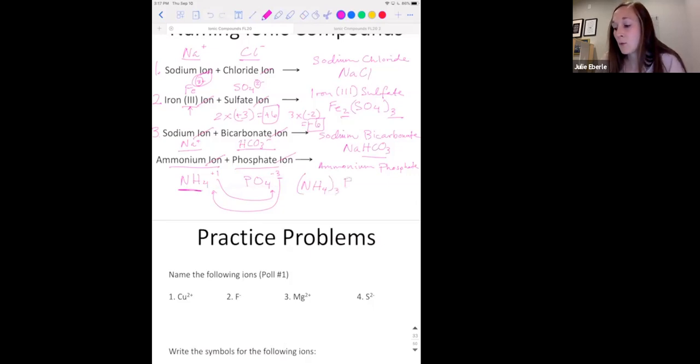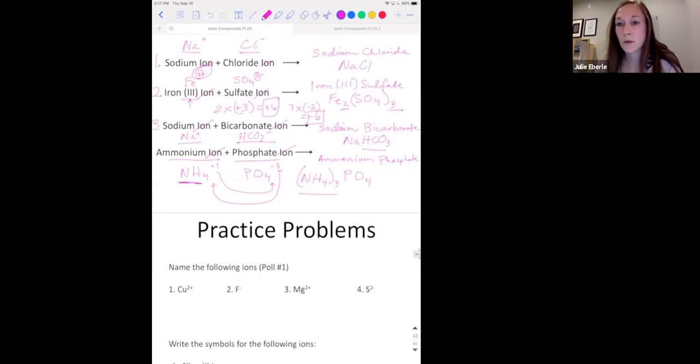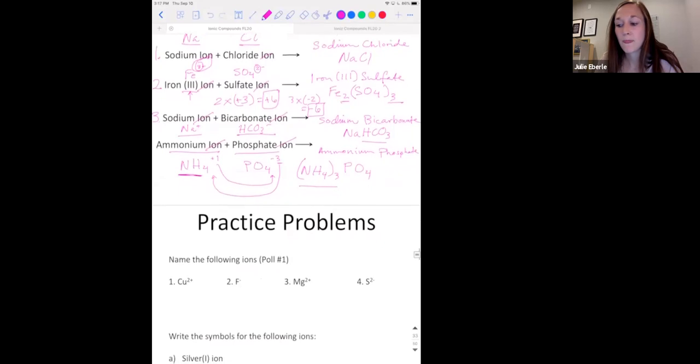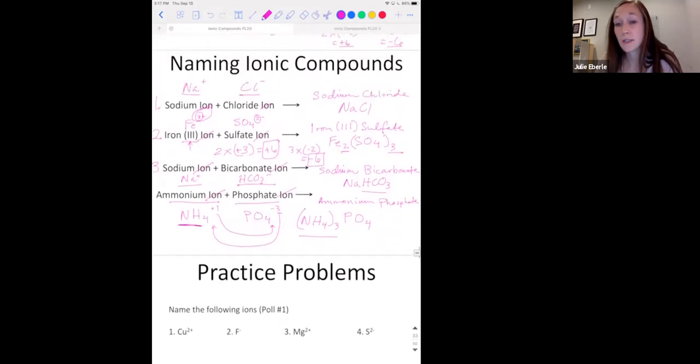And then you only need 1 of your anion polyatomics. So this was a compound made of 2 polyatomic ions. We put parentheses and a subscript around the cation, and we only had 1 anion, so you did not need parentheses around PO4, even though it's polyatomic. Okay, questions?